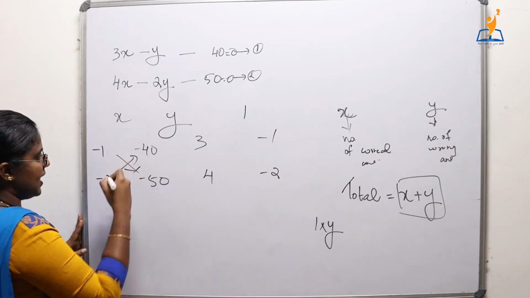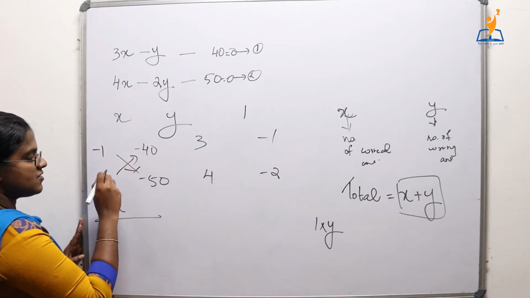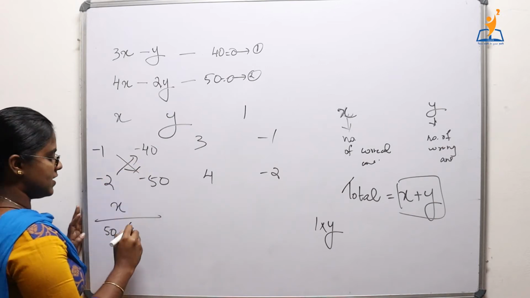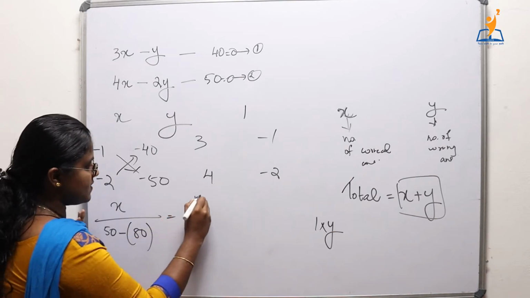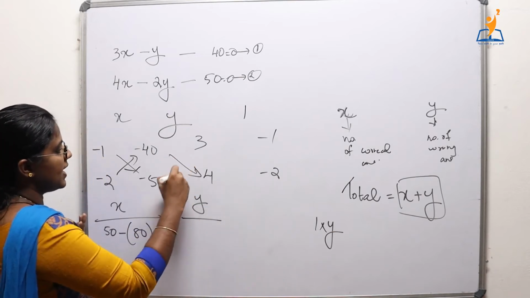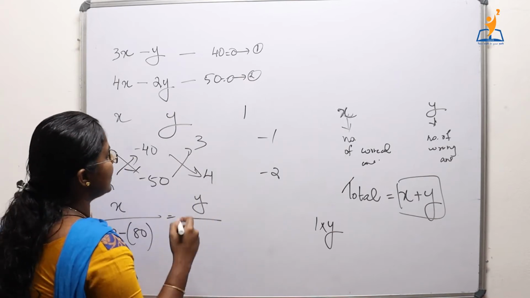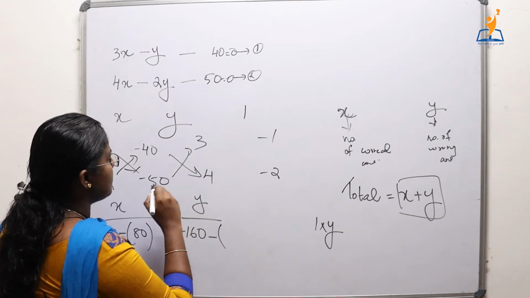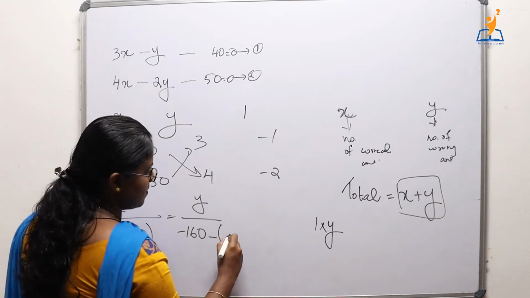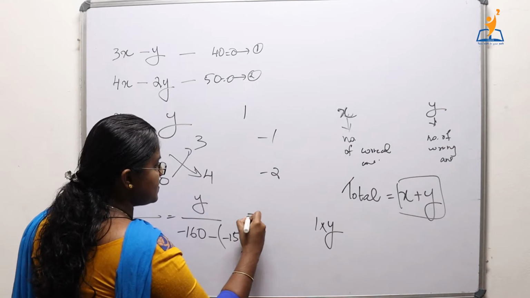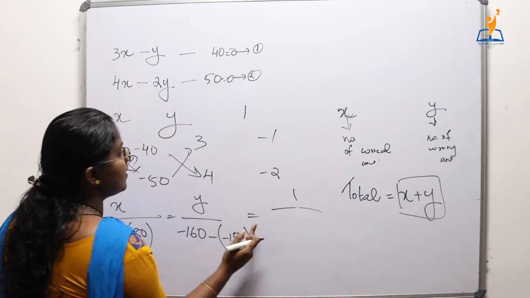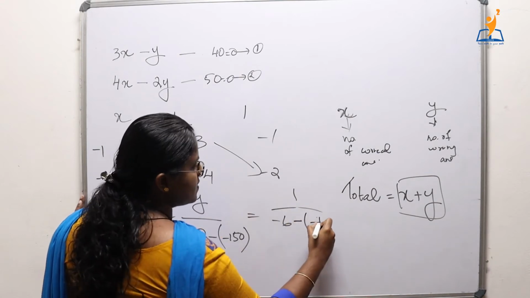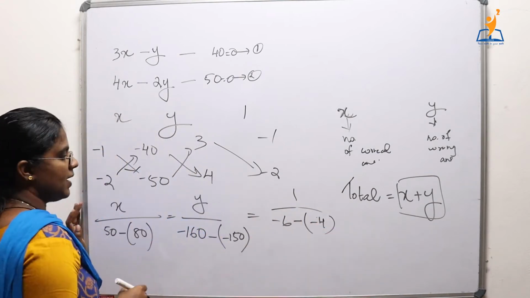So, cross multiplying, we will get x by minus 1 into minus 50 is 50, minus 2 into minus 40 is 80, which is equal to y by, cross multiplying this, we will get minus 40 into 4, which is minus 160, minus 50 into 3 is minus 150, which is equal to 1 by 3 into minus 2 is minus 6, 4 into minus 1 is minus 4.